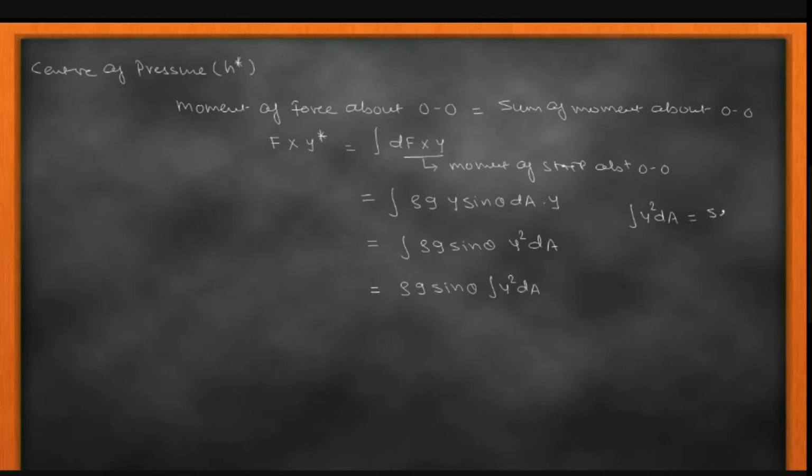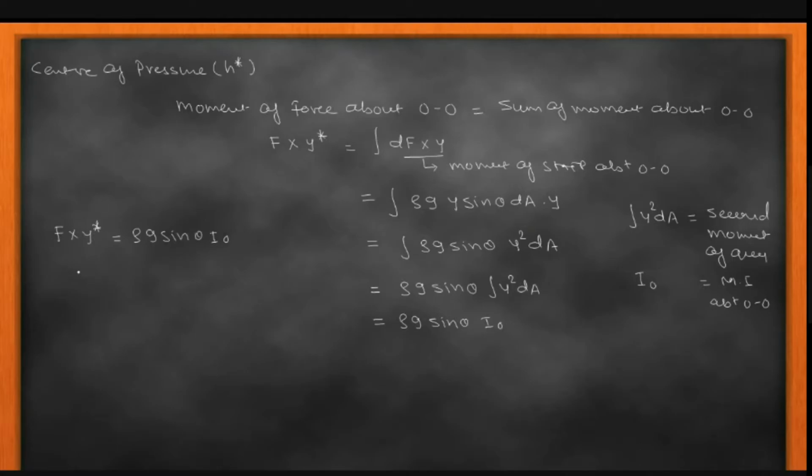So it becomes a second moment of area, and that is called a moment of inertia. So it is called MI. It is again about the OO axis. So we get I naught. So finally our answer is rho G into sine theta into I naught. So we get F into Y star equals rho G sine theta into I naught.